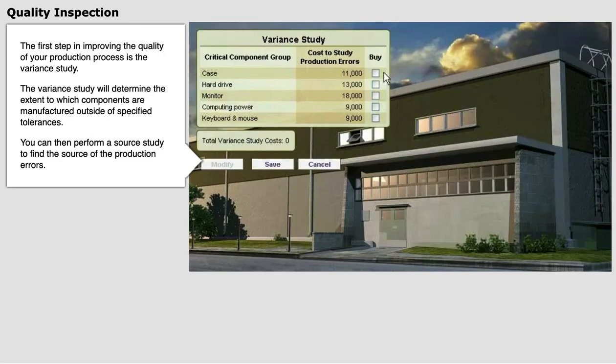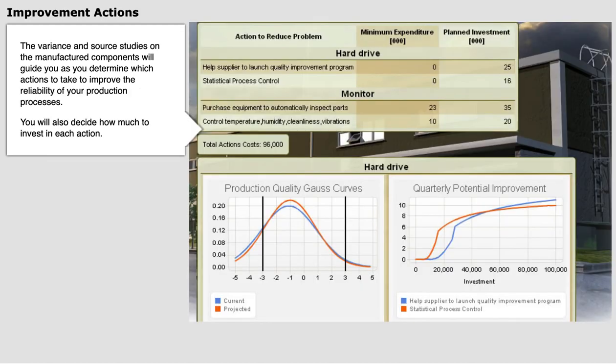The first step in improving the quality of your production process is the variance study. The variance study will determine the extent to which components are manufactured outside of specific tolerances. You can then perform a source study to find the source of the production errors. The variance and source studies on the manufactured components will guide you as you determine which actions to take to improve the reliability of your production processes. You will also decide how much to invest in each action.